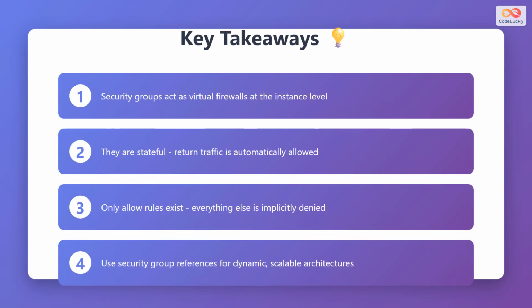Let's recap the key takeaways. Number 1, security groups act as virtual firewalls at the instance level, controlling network access to your EC2 instances. Number 2, they are stateful, meaning return traffic is automatically allowed without requiring explicit outbound rules. Number 3, only allow rules exist in security groups. Everything else is implicitly denied by default. Number 4, use security group references for dynamic, scalable architectures that don't require constant IP address management. Understanding and properly configuring security groups is essential for securing your AWS infrastructure.